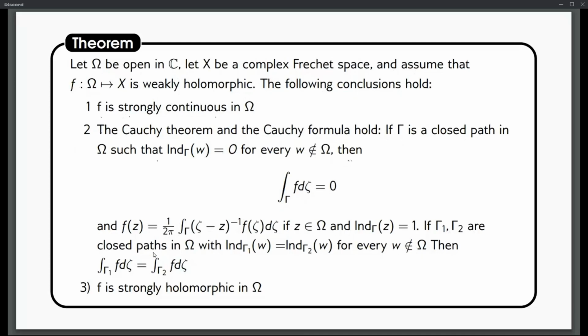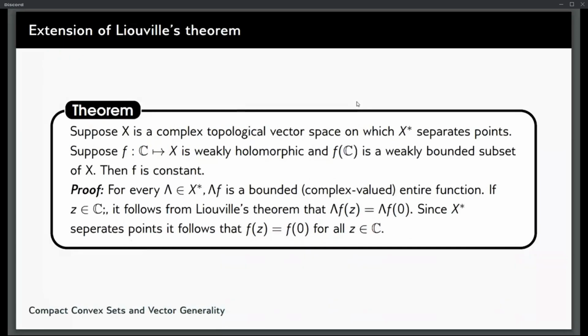For every w not in omega, the integrals are going to be equal. This is similar to something you may have seen in residue calculus, or residue of complex analysis somewhere. Using the Cauchy theorem and some pretty tedious details, you can show using the Cauchy formula that F is strongly holomorphic in omega, which means that in Fréchet spaces, weakly holomorphic and strongly holomorphic are the same concept, which is always nice because the weak topology is in general nicer to work with.